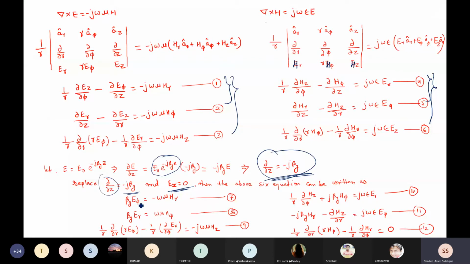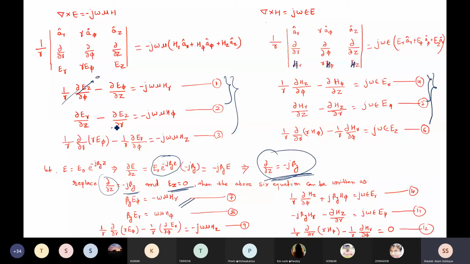Beta_g E_phi is equal to minus omega mu H_r. Why is this so? Del upon del z is equal to minus j beta_g, and this E_z becomes 0, so this whole term becomes 0. The minus and minus signs cancel, and the j cancels, and minus minus becomes plus, so beta_g E_phi is equal to omega mu H_r.